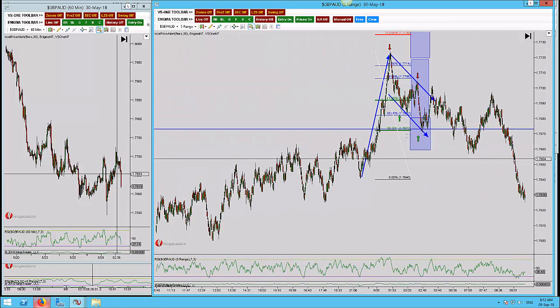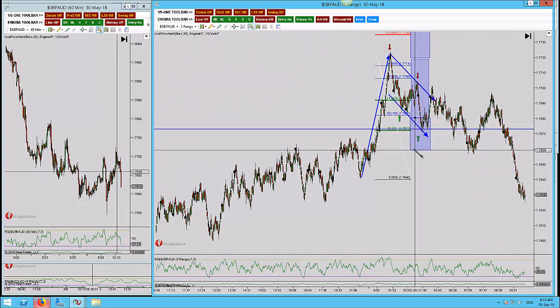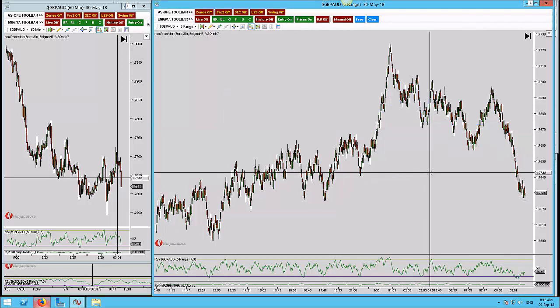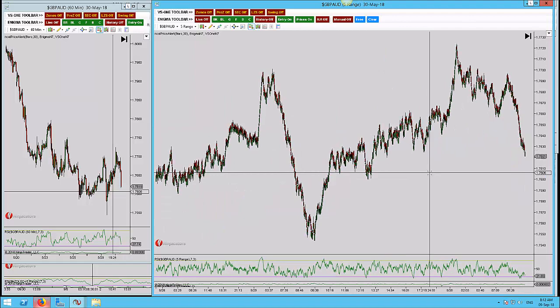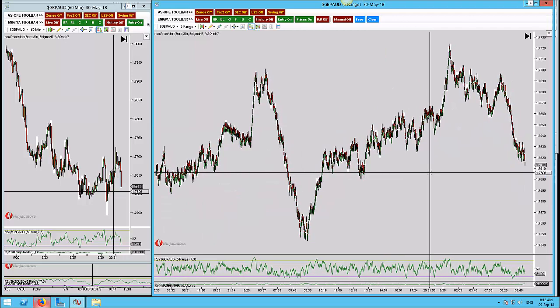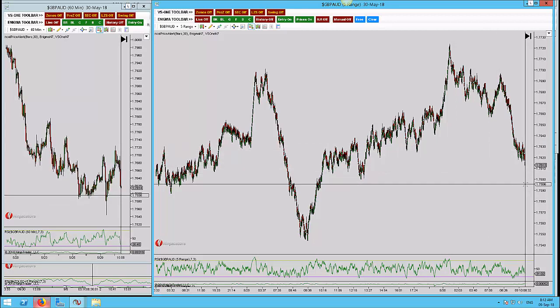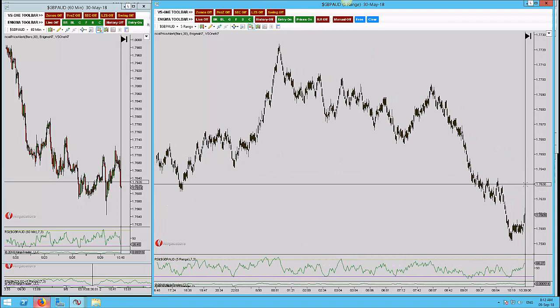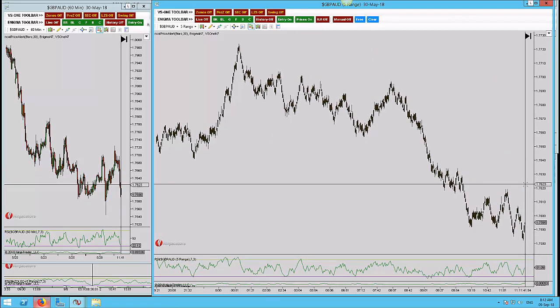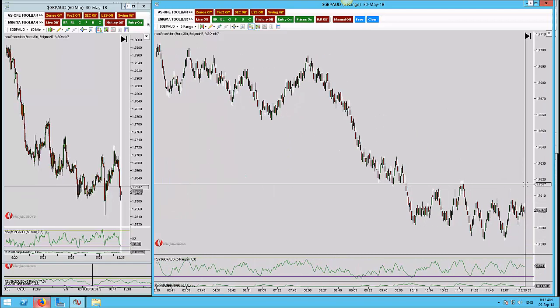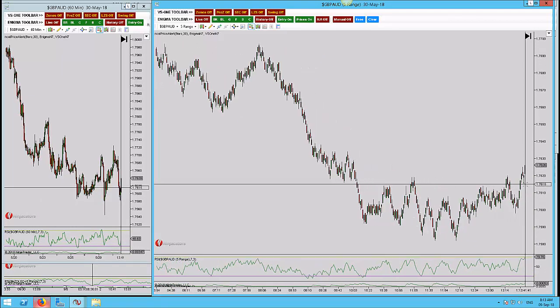Okay, that trade lost 21. Okay, the problem here is that on the hourly there's no trend, we're just whipsawing, and it's not giving us that great opportunity to jump on like we had before. We had that lovely winning 81 pip trade.